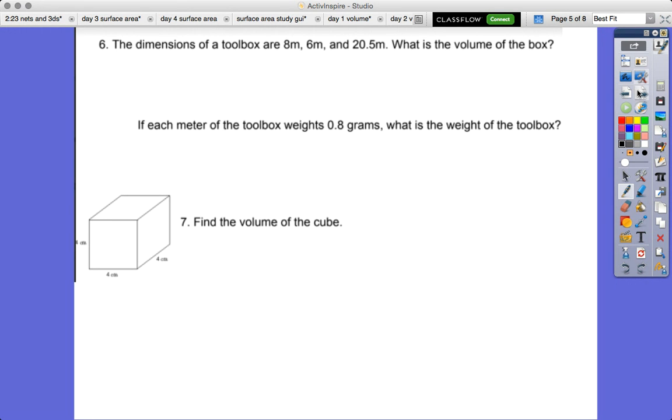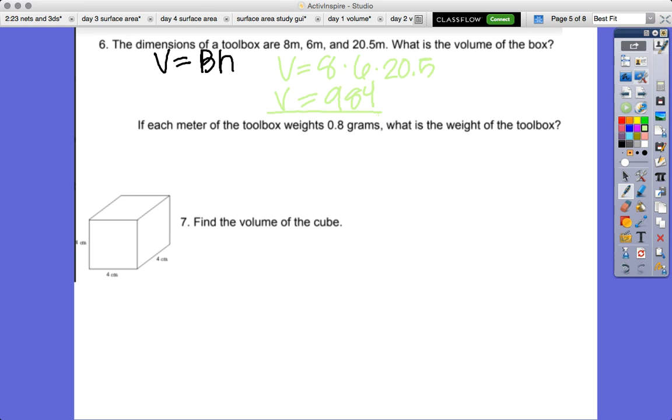Number 6 says the dimensions of a toolbox are 8 meters, 6 meters, and 20 and 5/10 meters. What is the volume of the box? So this is going to be a general prism, a toolbox, so it's going to be like a rectangular prism. And I'm going to do the area of the base times the height. So the volume equals 8 times 6 times 20.5. I don't know which one it's using as the base, so I'm just going to do length times width times height. When you say 8 times 6 times 20.5, you get 984.